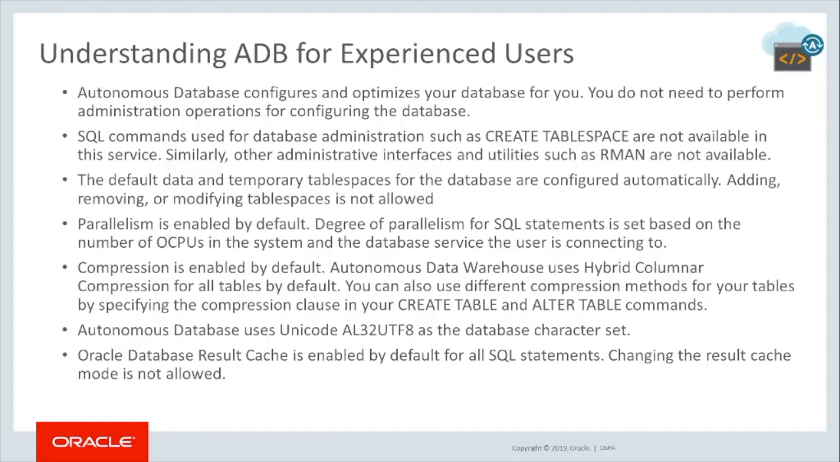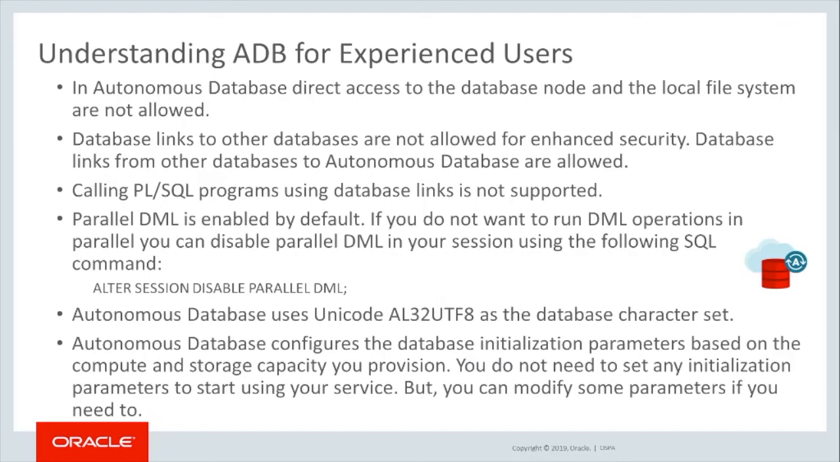Oracle Database Results Cache is enabled by default for all SQL statements. Changing the result cache mode is not allowed. In Autonomous Database, direct access to the database node and the local file system are not allowed. Database links to other databases are not allowed for enhanced security. Database links from other databases to Autonomous Database are allowed. Calling PL/SQL programs using database links is not supported.